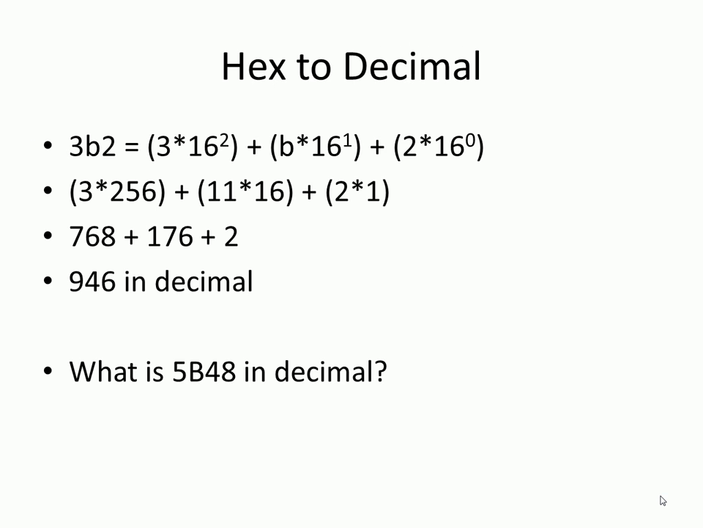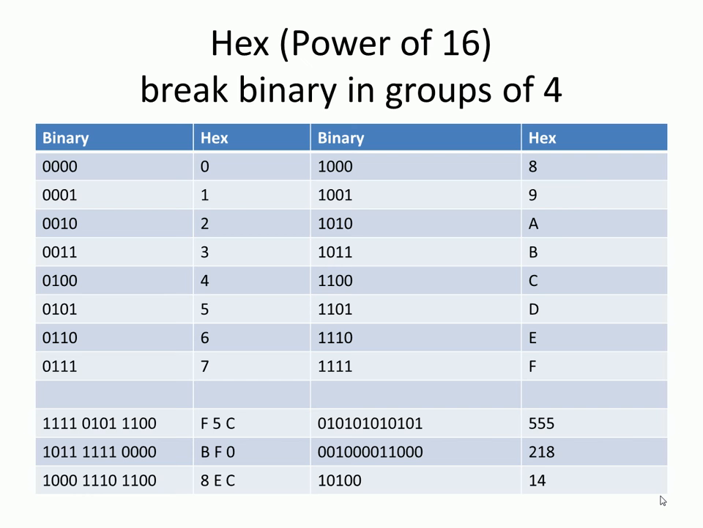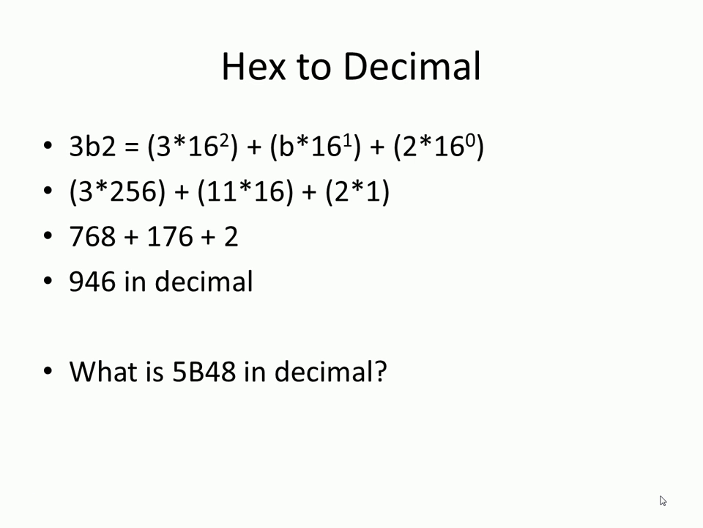All right, now, hexadecimal. So 3B2, we have 3 times 16 to the second power, then B times 16 to the first power. Well, what the heck is B? B is 11. Again, I'm showing you the binary here, but B is 11. So 11 times 16 to the 1 and 2 times 16 to the 0. So you get 3 times 256, 11 times 16, and then 2 times 1.